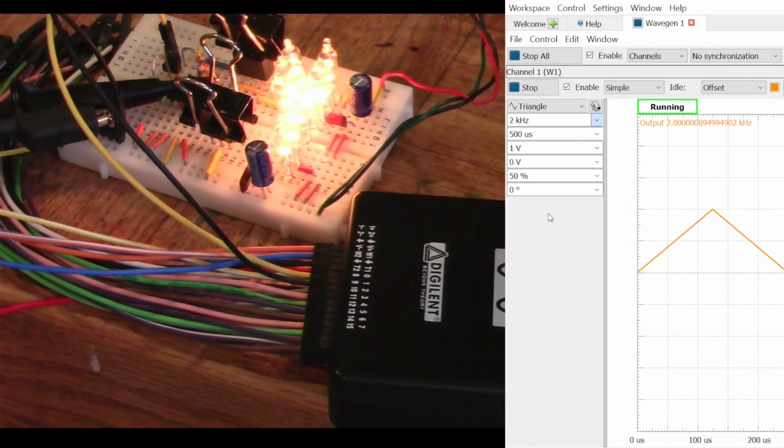They'll maintain the same brightness, fairly independent of frequency, until we get down to the point where the human eye can see the flickering. Here we can take that to an extreme.